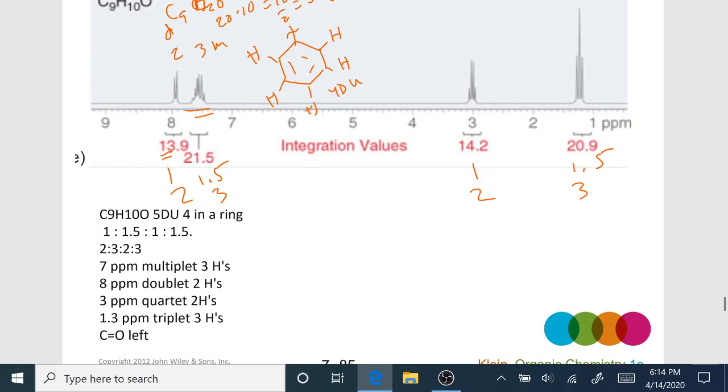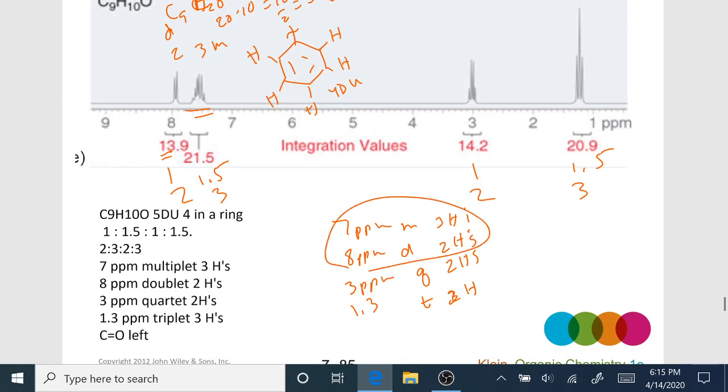At 7 ppm, we've got a multiplet representing 3 hydrogens. Again, that's part of our benzene ring. At 8 ppm, we've got a doublet representing 2 hydrogens. At 3 ppm, we've got a quartet representing 2 hydrogens. And at 1.3, we've got a triplet representing 3 hydrogens. So we're not going to worry about this. This is a benzene ring.